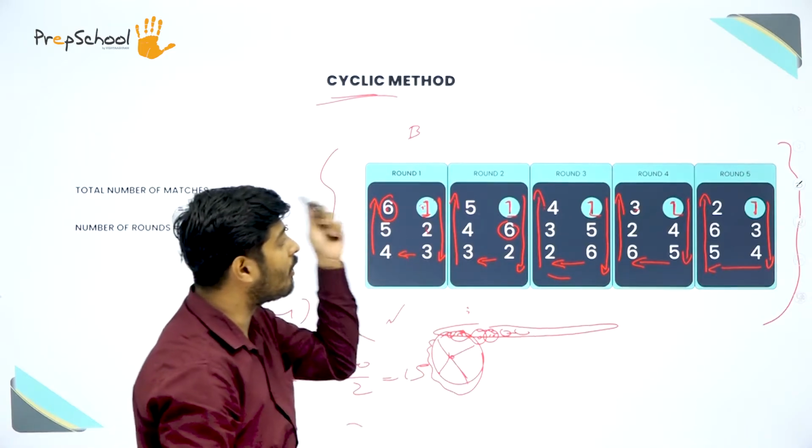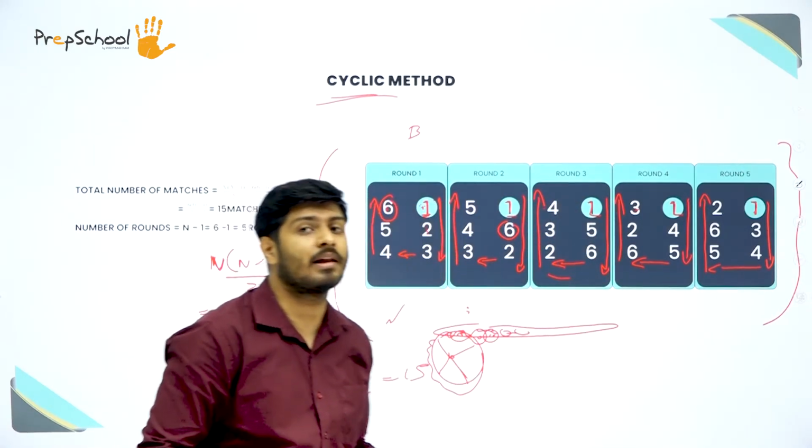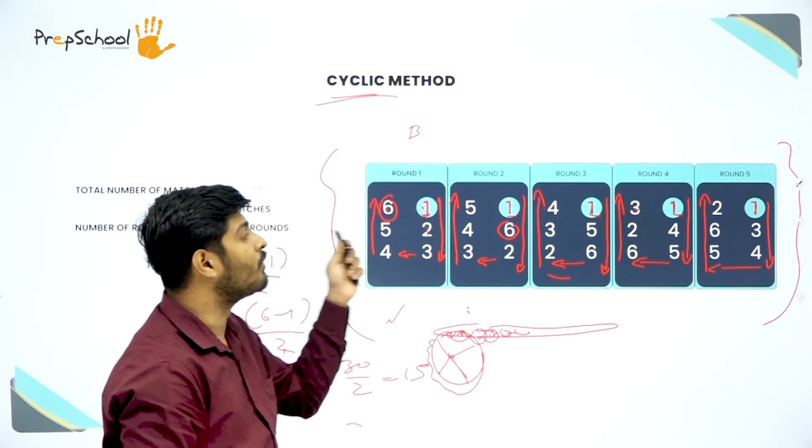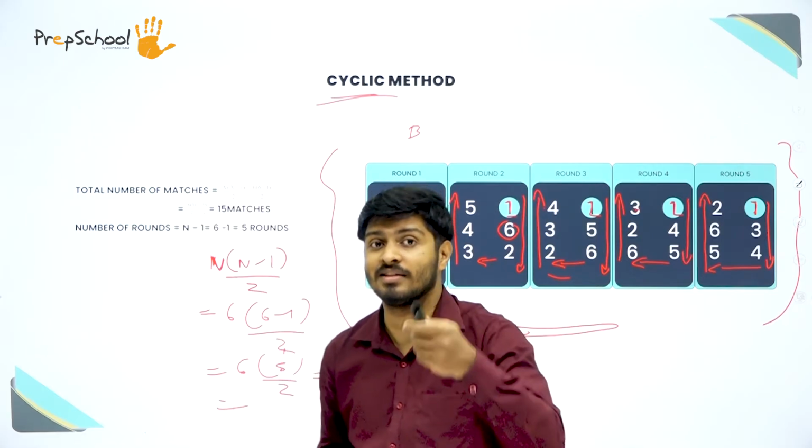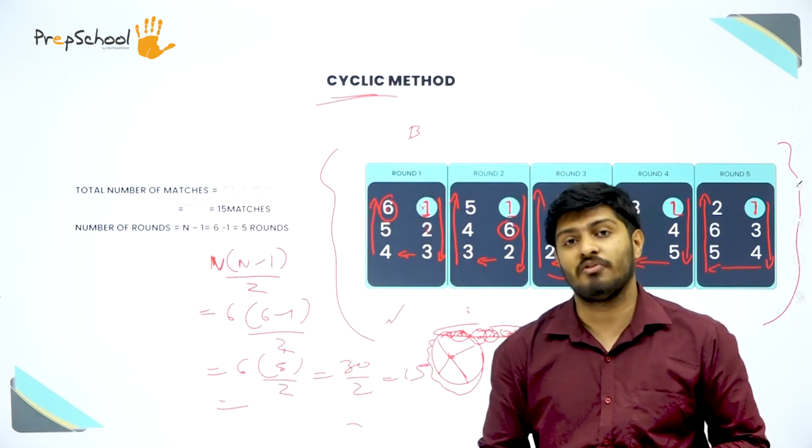So I hope you understood how to draw a fixture in the cyclic method. So 6 teams are there. How to draw a cyclic fixture in the cyclic method. And this is again a league tournament that we are talking about.